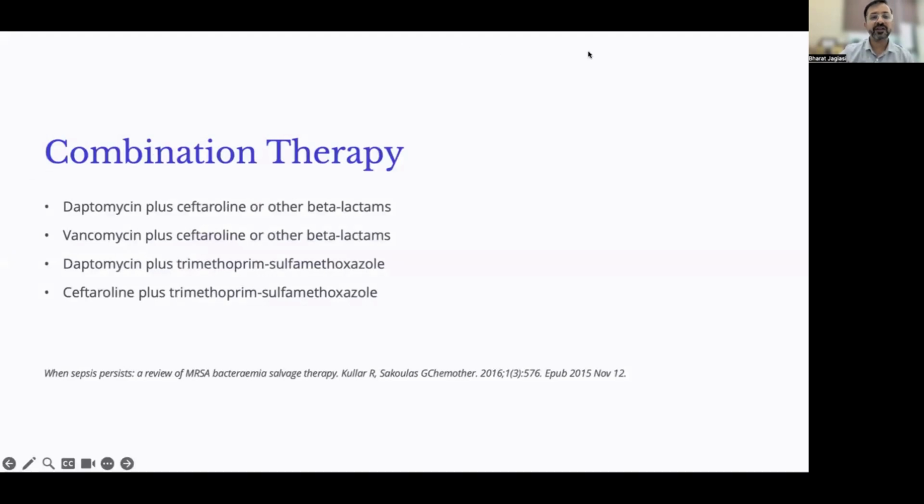So the different combination therapies we can be using are daptomycin plus ceftaroline or other beta-lactams, vancomycin plus ceftaroline or other beta-lactams, daptomycin plus trimethoprim or sulfamethoxazole, and ceftaroline plus trimethoprim or sulfamethoxazole.